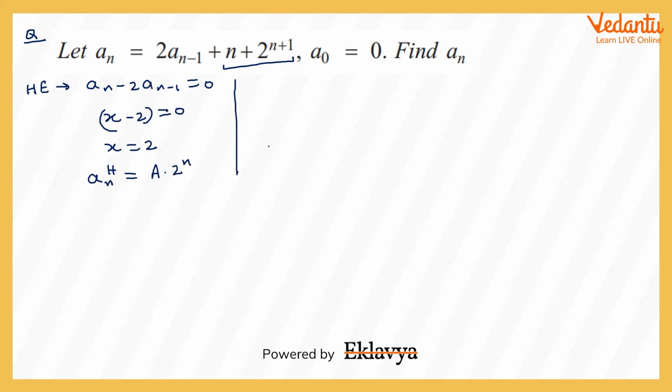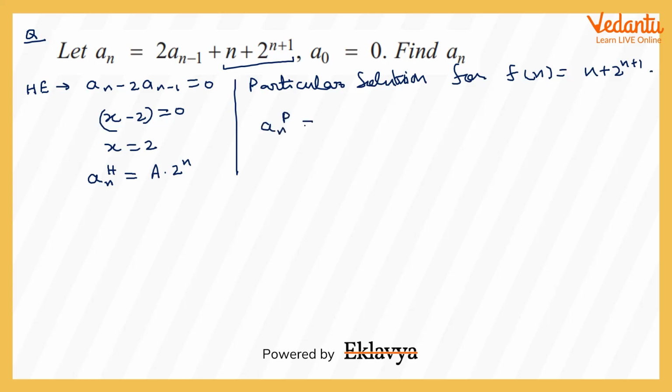And then coming to the particular solution for this fn, and fn here is n plus 2 power n plus 1. So please understand how we are going to take this an p. Because of the presence of n, we should take this as b into n plus c, and we should take 2 power n plus 1, or we can write this as 2 into 2 power n also. And you please notice 2 power n has already been taken in the homogeneous part.